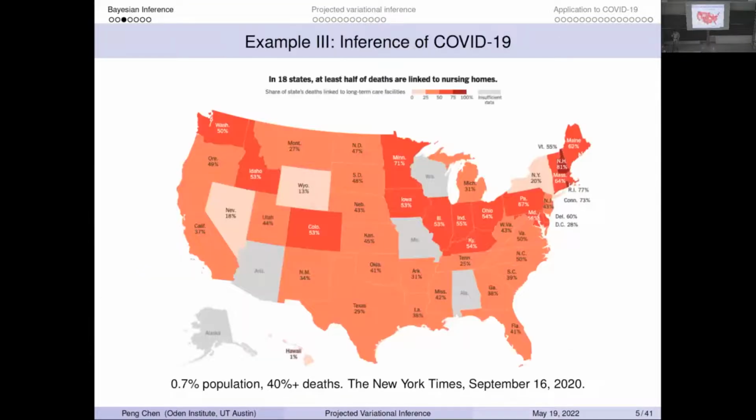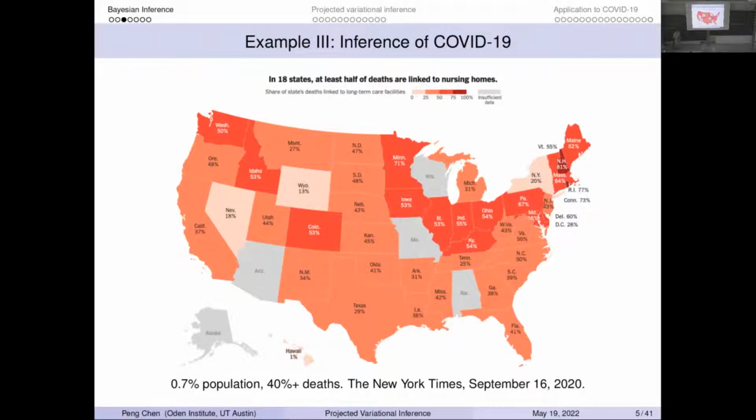The next example is about COVID-19. This is a map of the US on September 16th, 2020. In about 18 states, at least half of the deaths are linked to nursing homes. In fact, the total population in nursing homes is only 0.7%, but it accounts for about 40% of the deaths on average. At the early time there were no articles studying this very striking effect. And we do not take this effect into account, because nursing homes or long-term care facilities are a closed community.